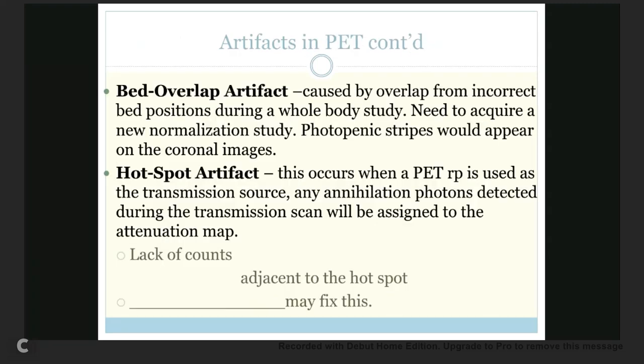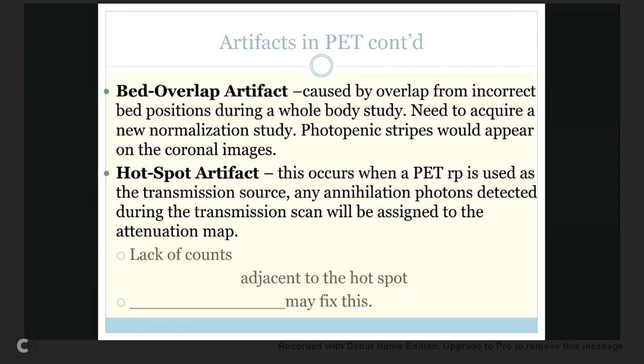All right, so now we have artifacts in PET. We have bed overlap, and it's caused by the overlapping from incorrect bed position during the whole body scan or the whole body study. You need to acquire a new normalization study. Photopenic strips would appear on the coronal image. Then your other one would be hotspot artifact. This occurs when a PET radiopharmaceutical is used as the transmission source. Any annihilation photons detected during the transmission scan will be assigned to the attenuation map. So what would happen is that you'll have lack of counts adjacent to the hotspot.